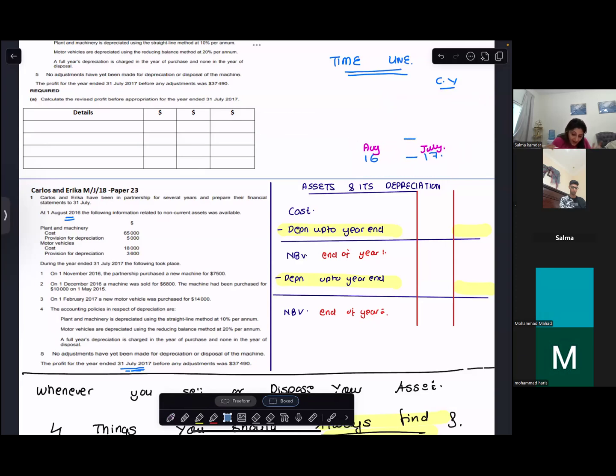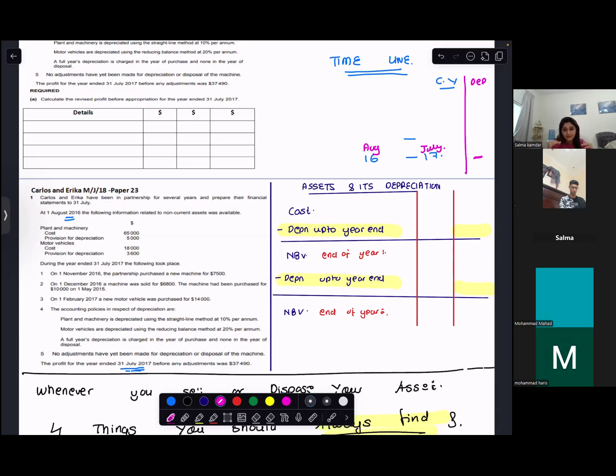Yes. Apart from this, there is a policy: full year depreciation is charged in the year of purchase and none in the year of disposal. That means for my asset disposed in this year, I am not going to charge any depreciation. So for my asset disposed for this year, there will be no depreciation. Are you with me?